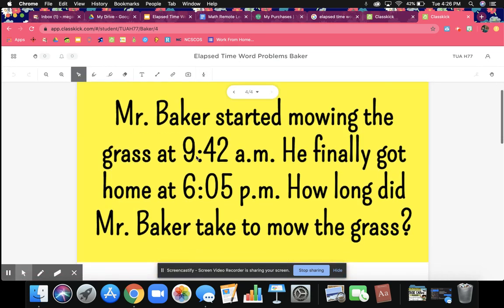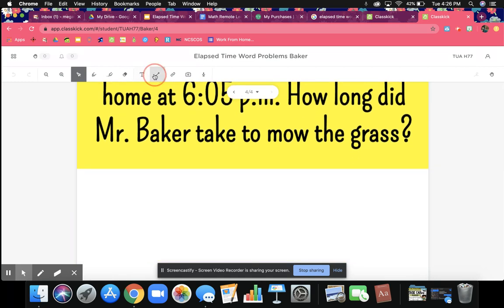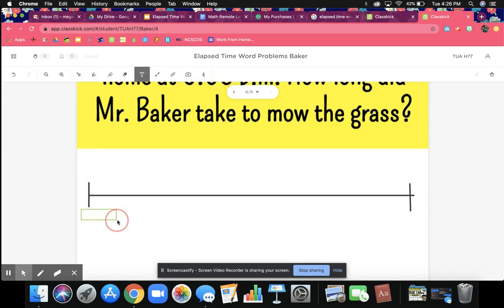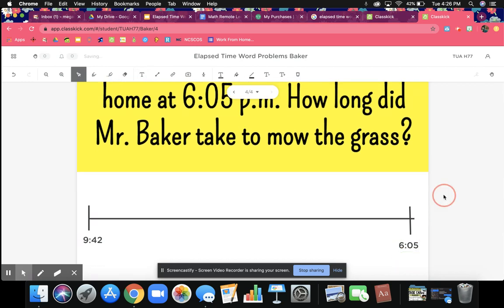Now, one more problem. Mr. Baker started mowing the grass at 9:42 a.m. He finally got home at 6:05 p.m. How long did Mr. Baker take to mow the grass? So always start out drawing your number line. Now, this one needs to be a little bigger because this seems like a lot longer of a time. So we have our start and we have our end. So Mr. Baker started at 9:42, and Mr. Baker ended at 6:05.